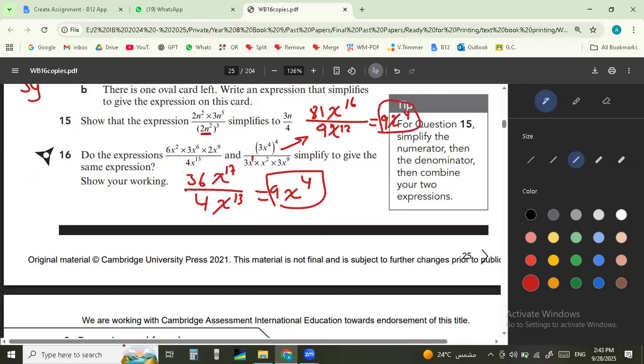Okay, so when I simplified this one, it showed me that it can be simplified to 9x to the power of 4. When I simplified this one, it also simplified to 9x to the power of 4. Now this way, I showed that both expressions simplify to the same final expression at the end.